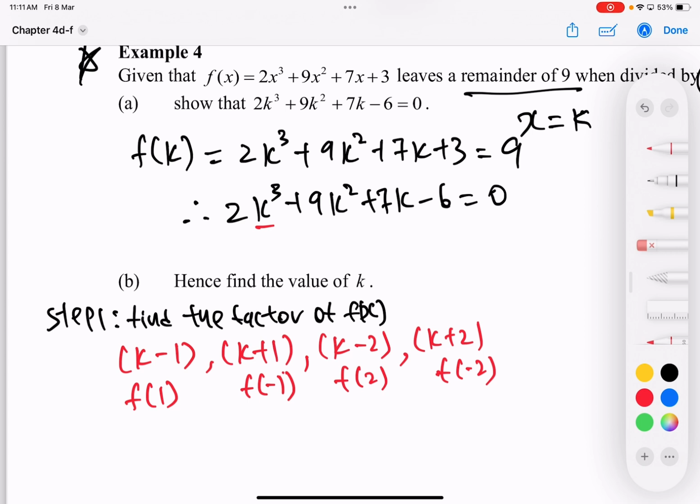It's only negative 2. Negative 2. Very weird.